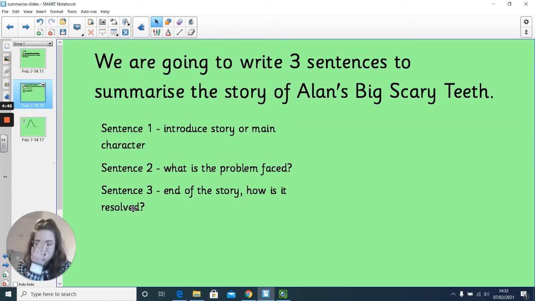And then lastly, we are going to write sentence 3. Sentence 3 is about the end of the story and how the problem is resolved. So we've introduced Alan for sentence 1. We've said that he's an alligator and he has big scary teeth which he frightens people with. Sentence 2, what is the problem he faces? Well, he loses his teeth and then he can't frighten the animals anymore because they just find him hilarious. They don't think he's scary anymore and he feels really sad. Sentence 3, how is the problem resolved? Have a pause of the video and think, how do they fix that problem? What happens at the end that is nice, that rounds the story off to bring the story to a close?